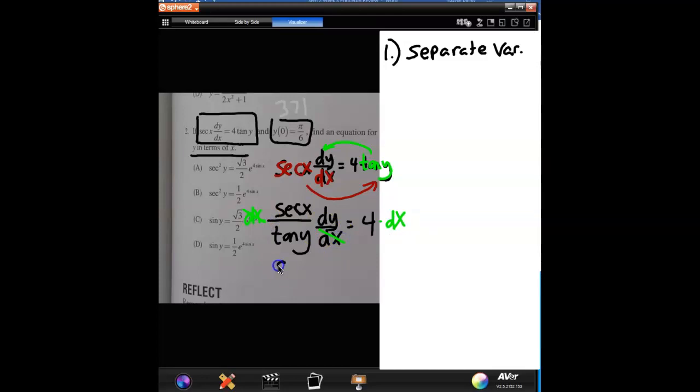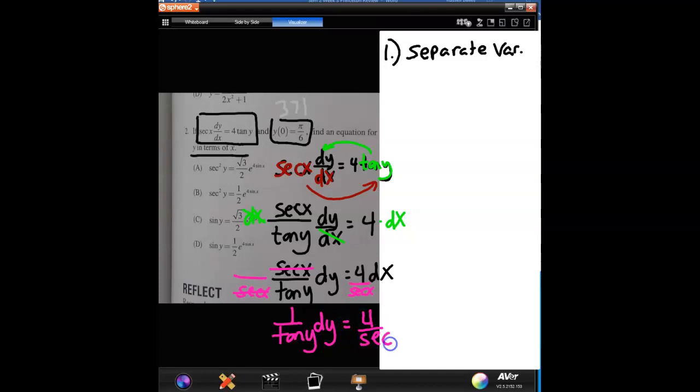So that leaves me with secant x over tangent y, and that leaves me just dy equals 4 dx. Finally, now we're going to divide both sides by secant x. That way these cancel out here, and I'm left with 1 over tangent y dy is equal to 4 over secant x dx.